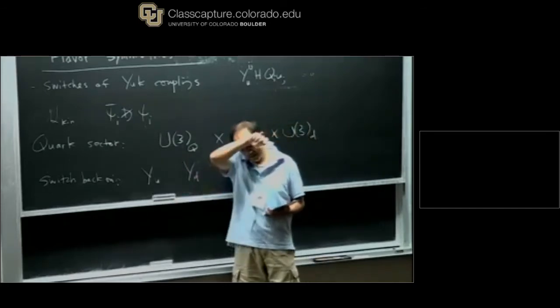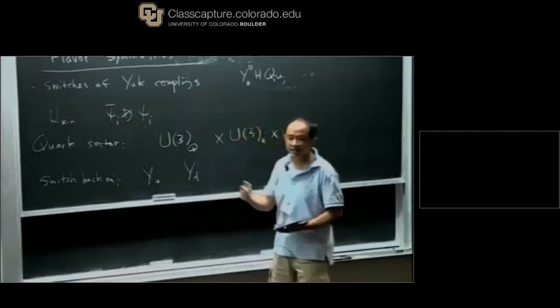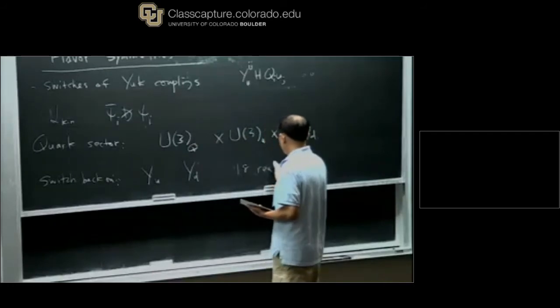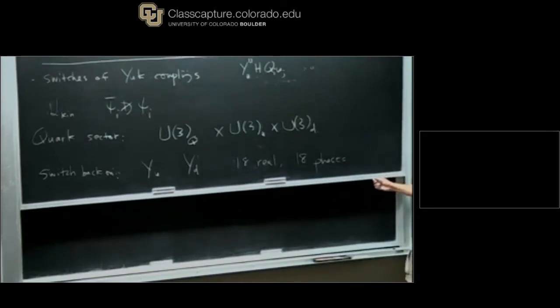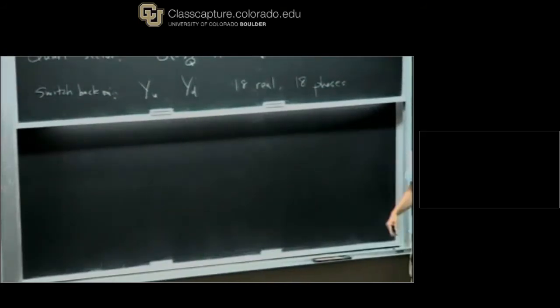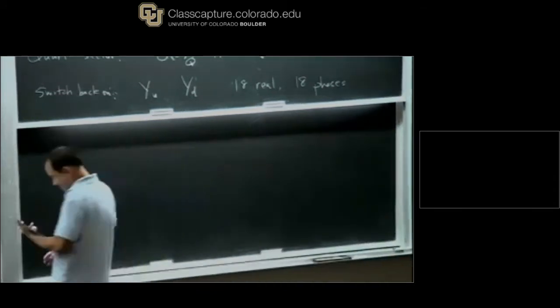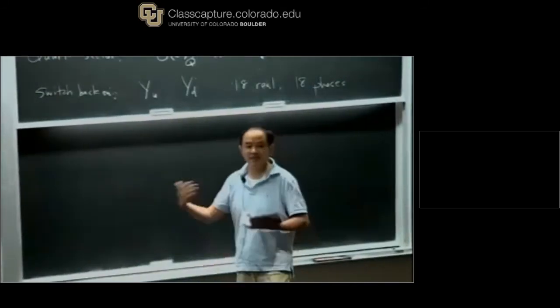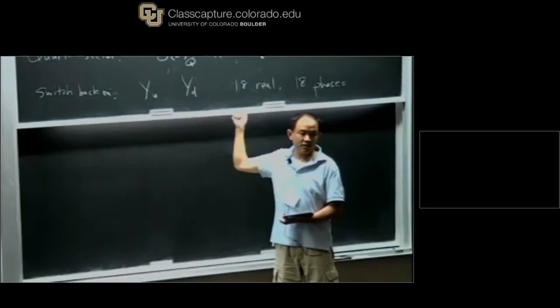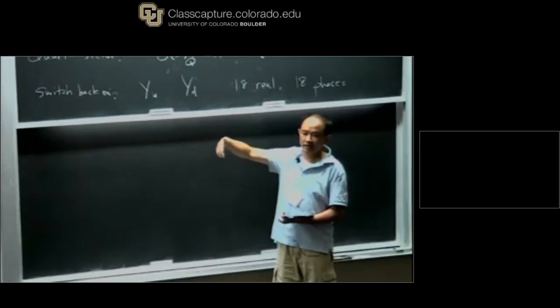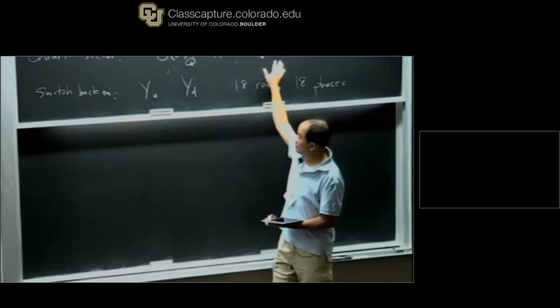Each is 18 real parameters: 18 real, 18 imaginary. So it looks like I have 18 real flavor parameters and 18 phase parameters. Right? No. The answer is that I haven't used all the degrees of freedom to rotate away the phases. I can do flavor rotations. I can do U(3) flavor rotations to get rid of parameters, because the U(3) rotation is a symmetry of the kinetic term and only changes the Yukawa couplings. I can use these to rotate away phases.